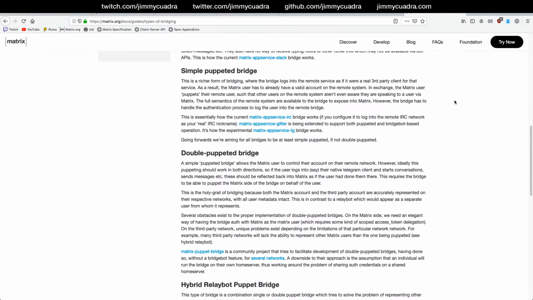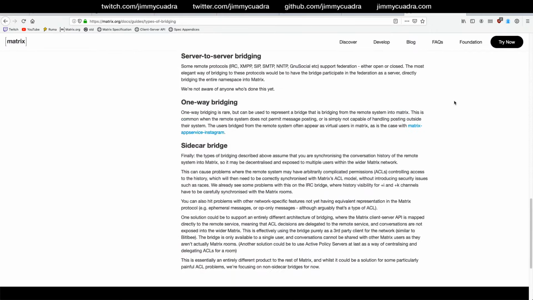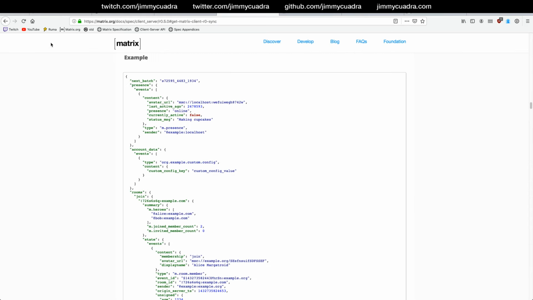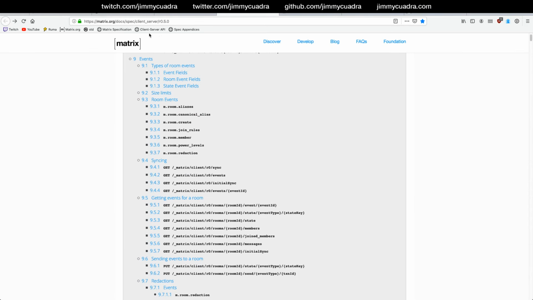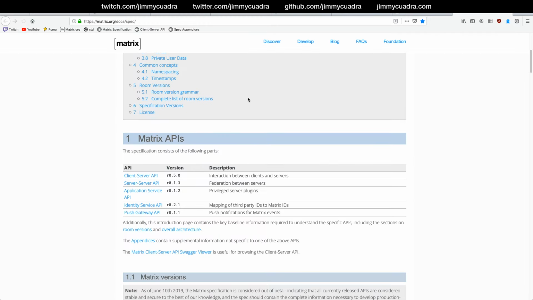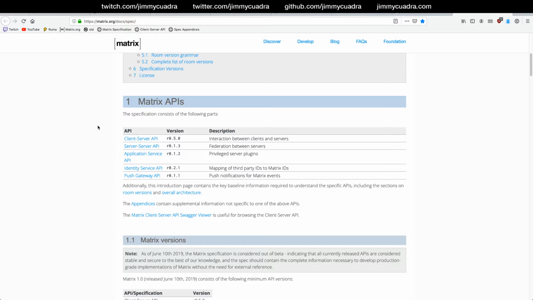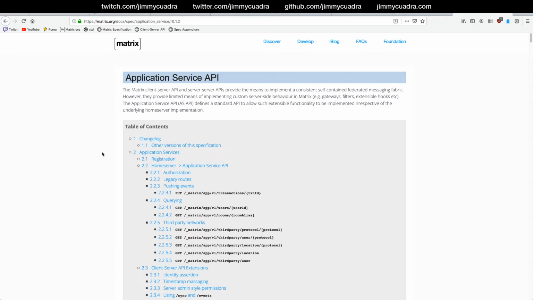So there are bridges that run against different application APIs. Here I'm looking at the client server API, but there are also multiple APIs that constitute Matrix. So there's client server, server server, application service, and this third one, application service, is the one that's intended for things like bridges, which essentially is connecting to Matrix and some other chat service at the same time, and facilitating interoperability between the two by, for example, reading in messages from one side and propagating them into the other service.